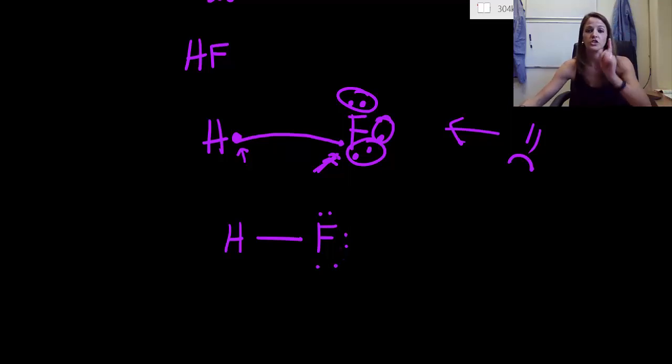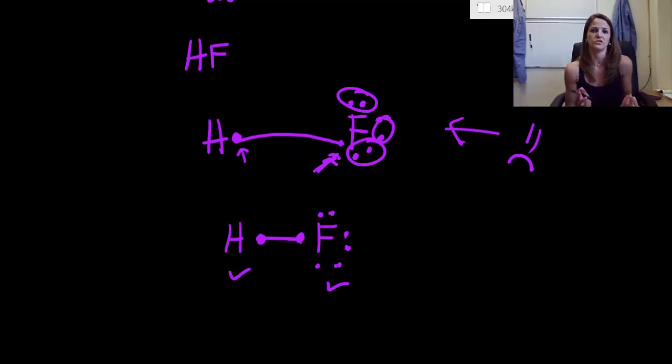Now you must check that octet rule. So we'll start with fluorine. 1, 2, 3, 4, 5, 6, 7, and 8. So fluorine is good. It obeys the octet rule. Now remember, hydrogen just wants 2. So let's count. 1 and 2. So hydrogen obeys its version of the octet rule, which is just 2. The 2 rule? I don't know. There's no name for it, but it obeys its version of the octet rule.